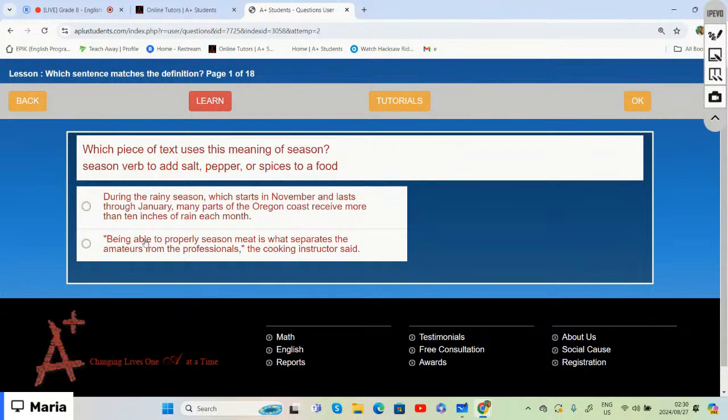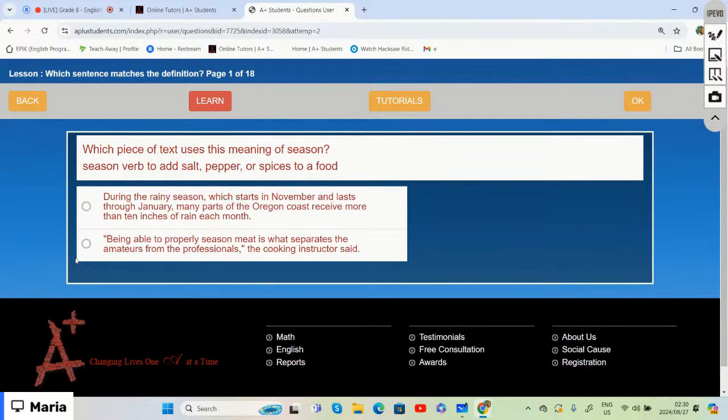All right. So now they ask which piece of text uses the meaning of season. Remember we said we have different meanings of season. One is part of the year, and the other is where you're adding spices to your food. So here it says season, verb, to add salt, pepper, or spices to your food.